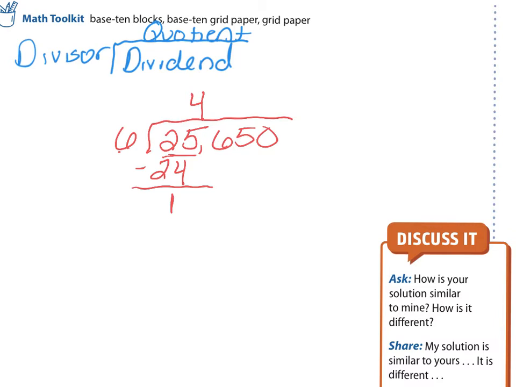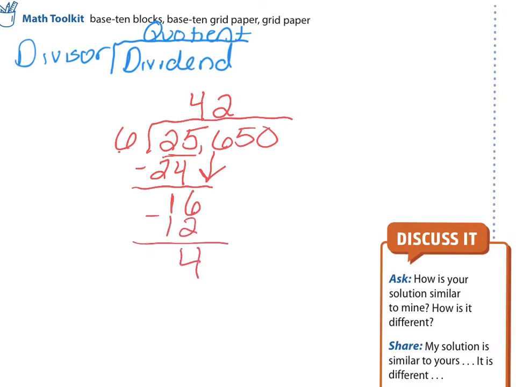Okay, so one more time. We took our divisor. We looked at it. 6 does not go into 2 without being a decimal or fractional answer, but it does go into 25, and it goes in there 4 times. So 6 times 4 is 24. 1 left over. I'm going to bring down my next number. Does 6 go into 16 evenly? No, but we know 6 times 2 is 12. 6 times 3 is 18. So we know it's 2. We can't go over. 6 times 2 is 12.